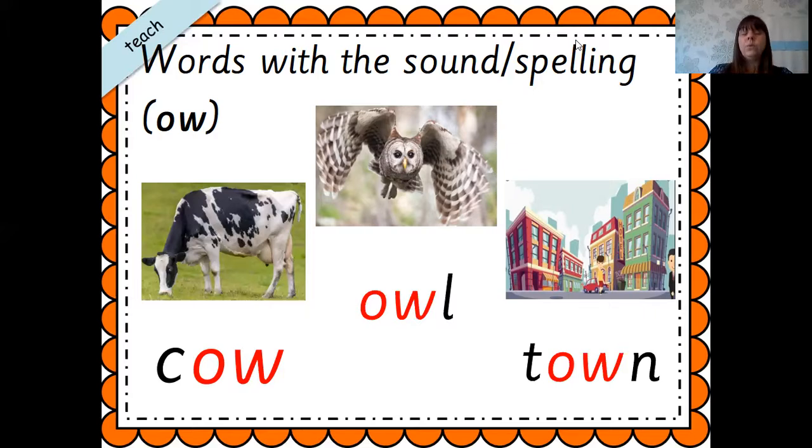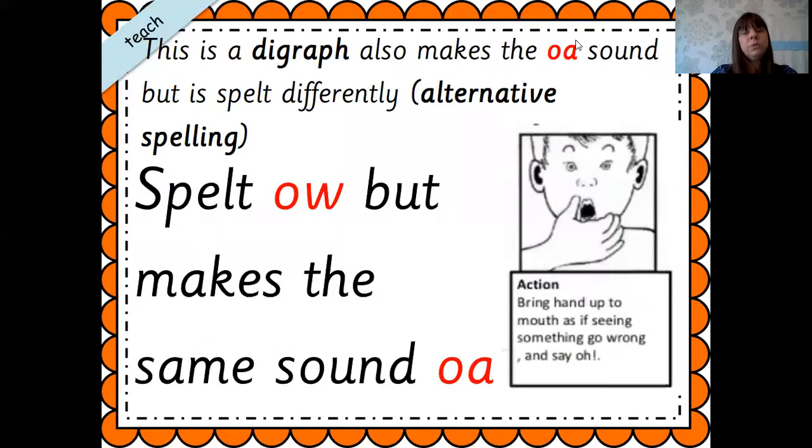It makes the "ow" sound. Now, I did say it's a bit tricky because it makes two sounds. So here we go. This O, W together doesn't just make the "ow" sound. Remember when we spelled the word with the digraph O, A? It made the "oh" sound. Again, "oh". It makes this sound also. Very confusing. It's an O, W spelling, but it sounds the same as the O, A.